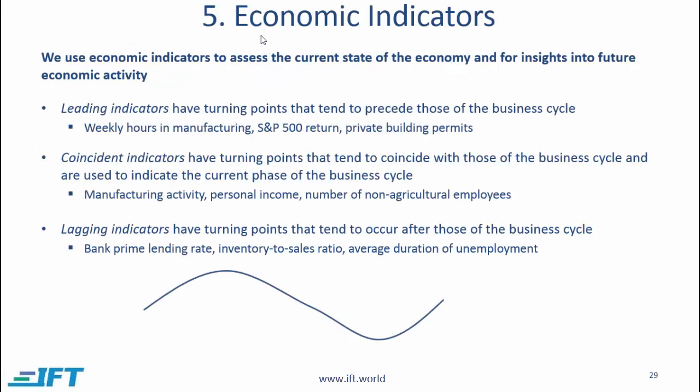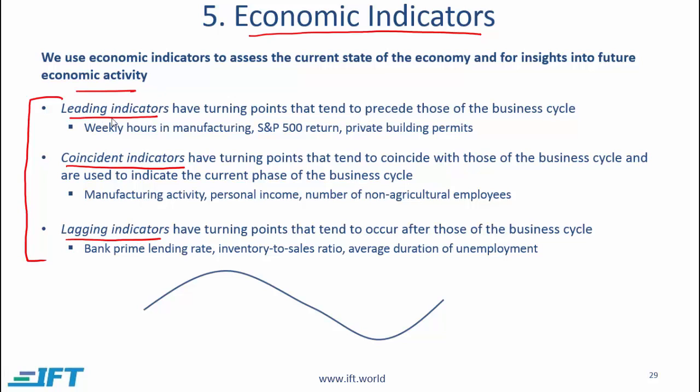We now come to the final section of this reading, which is economic indicators. We use economic indicators to assess the current state of the economy and for insights into future economic activity. There are three categories of indicators: leading indicators, coincident indicators, and lagging indicators. Leading indicators have turning points that tend to precede those of the business cycle.